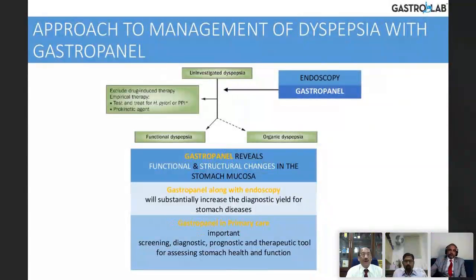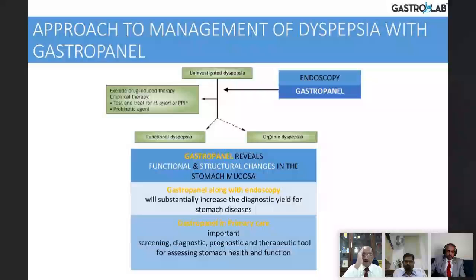So, in uninvestigated dyspepsia, you can either do an endoscopy or gastropanel or both. I would think probably both will be good. And if you're sitting in a primary care center, gastropanel probably. After ruling out drug-induced gastritis and also H. pylori, then empirical treatment. So once you classify into organic or functional, the gastropanel, in association with the endoscopy, can increase the diagnostic yield of stomach diseases.